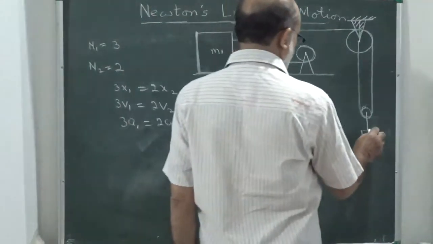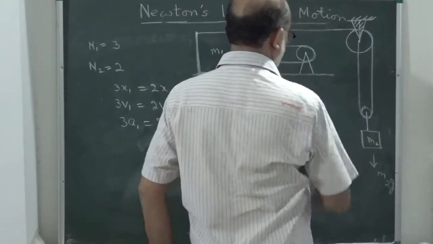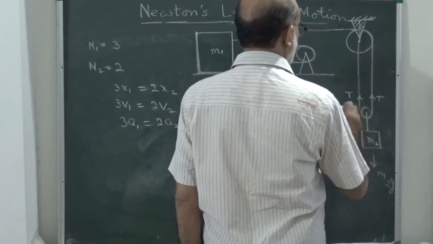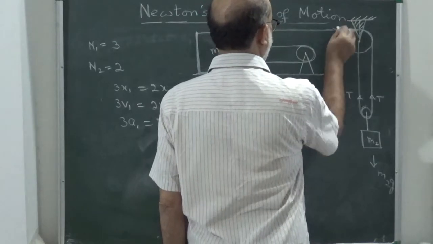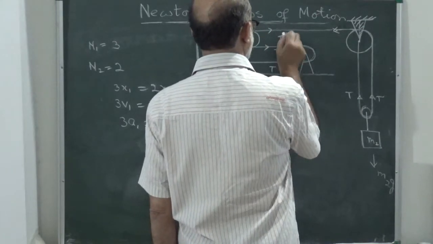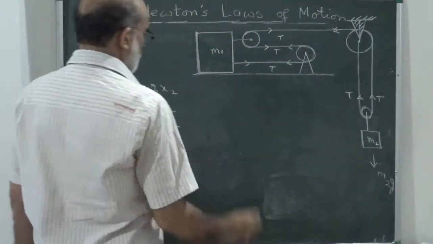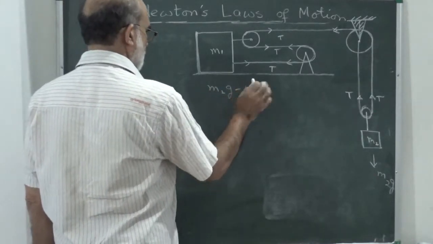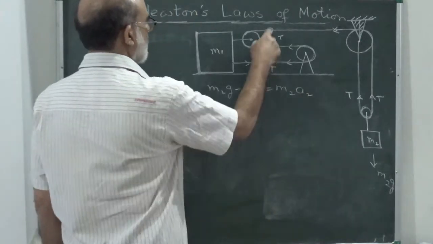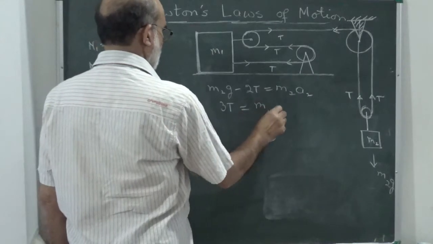This is not very tough. Easy. N2 acts here. The tension will be again the same, assuming everything to be smooth and frictionless, strings to be massless. Same T, everybody. So 2T is acting on this, but gravity acts downward. So M2G minus 2T is equal to M2A2. And here 1T, 1T, 1T, so 3T acts on this. So 3T is equal to M1A1.